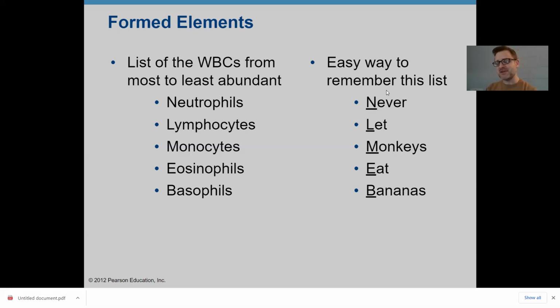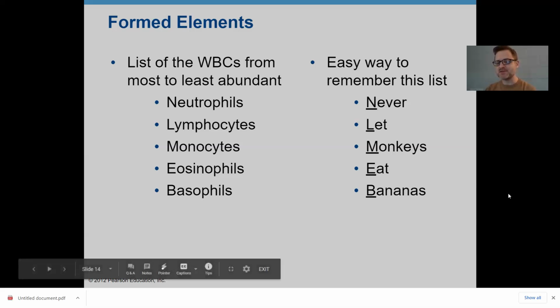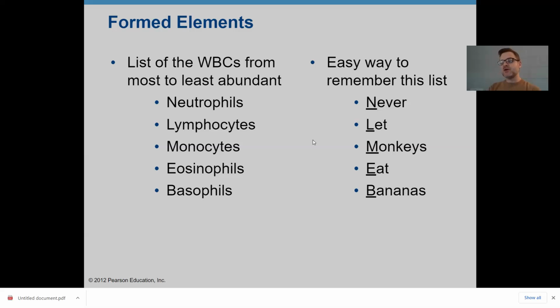No one's ever asked me as a student to name them from highest to lowest, but there's the mnemonic: never let monkeys eat bananas, which is being very, very mean to monkeys. I think we should let monkeys eat bananas. But if someone said, what's the most common one? It's neutrophils. What's the least common one? It's basophils. What each of these do, we will talk about in an activity in class. But yeah, never let monkeys eat bananas, or the 5 types of white blood cells.